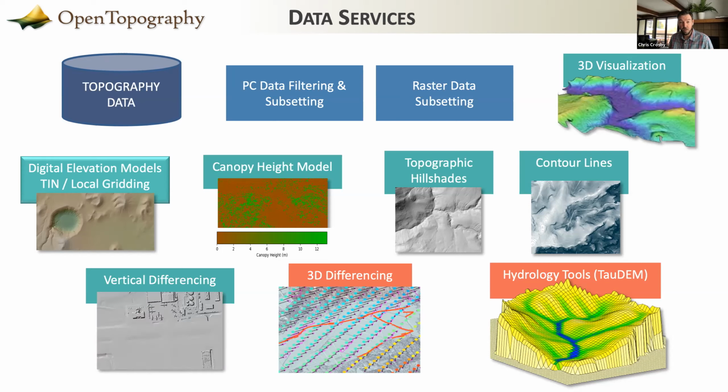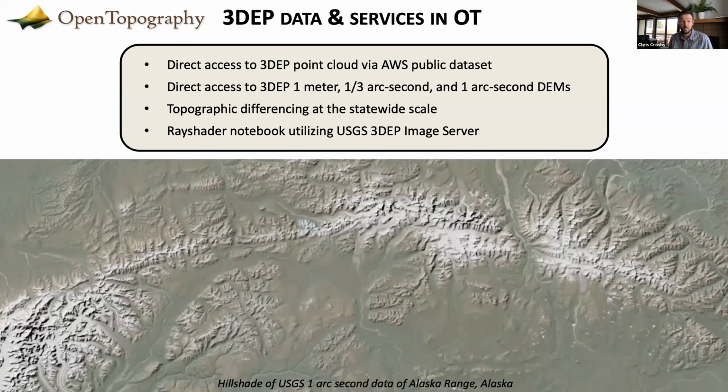And so for the rest of the presentation, we're going to talk more about utilizing USGS 3DEP services. This is basically direct access to point cloud data that's currently hosted in an AWS public data set, in a cloud data format called EPT, Entwine Point Tiles. Another thing we recently did is we're now pulling 3DEP raster products, the 1 meter, the 1/3 arcsecond, and the 1 arcsecond DEM data, all into OpenTopography. And those are also leveraging Amazon-published cloud optimized GeoTIFFs.